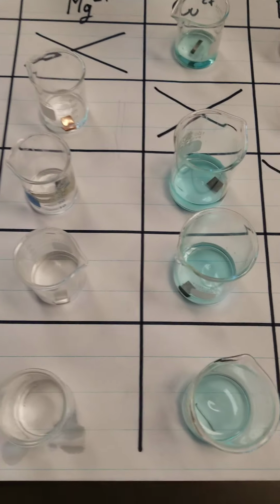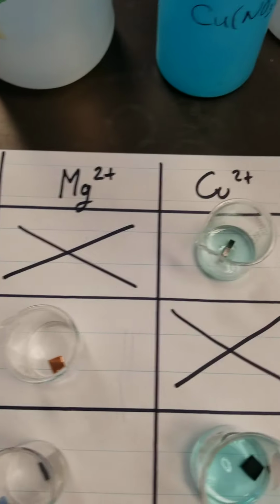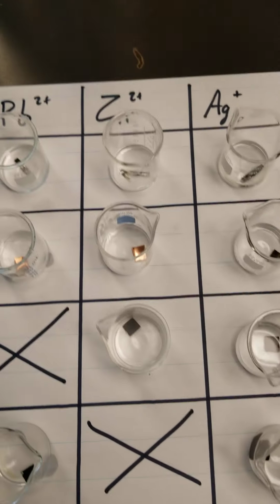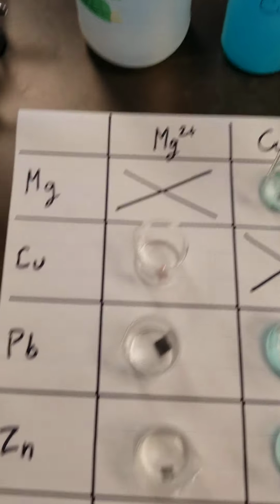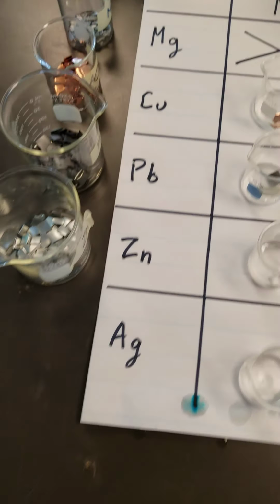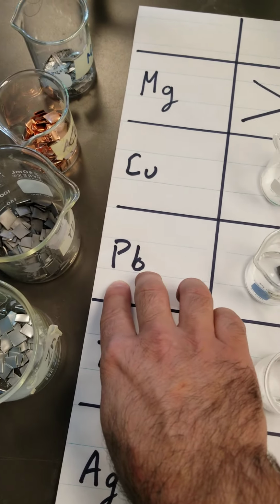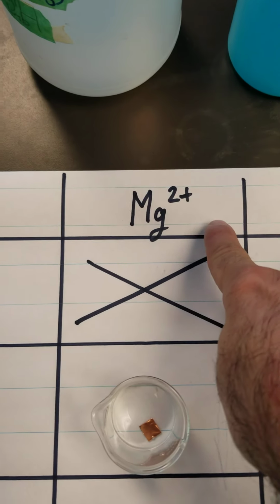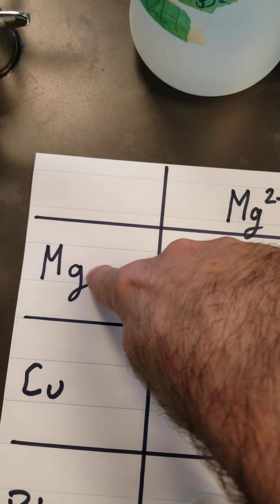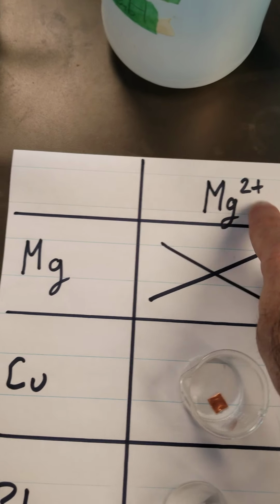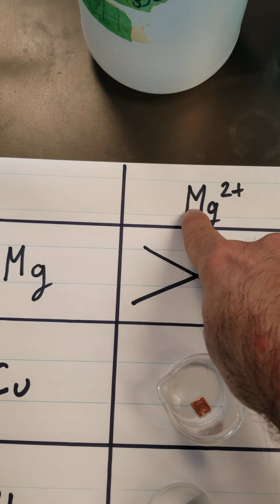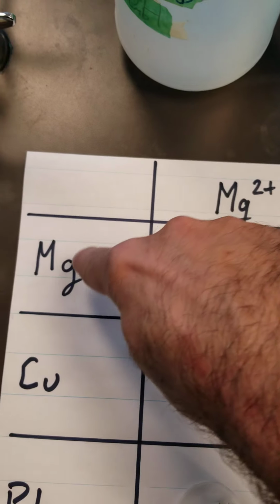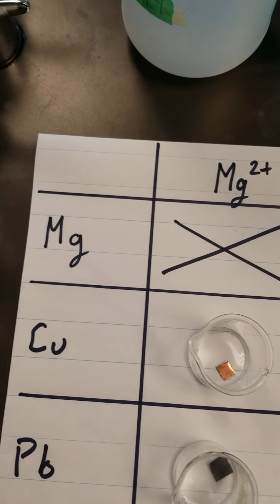Okay, I've now added the appropriate ionic solutions to each of these beakers. So all silver, all zinc, all lead, copper, and magnesium. Now, in order to go from the pure metal, look up here, the magnesium pure metal, to the magnesium ion, we're going from a 0 charge to a 2+ charge. So to go from a metal to the ion means that we're being oxidized. Whereas if we're going from the ion in solution to the metal, we're being reduced.